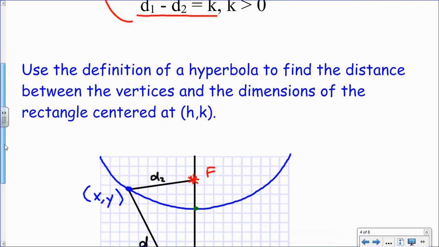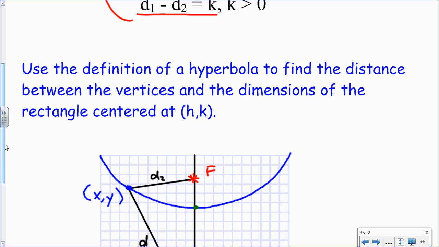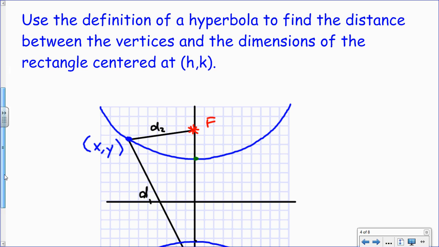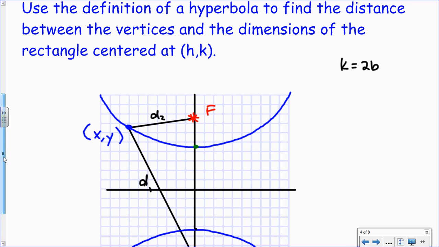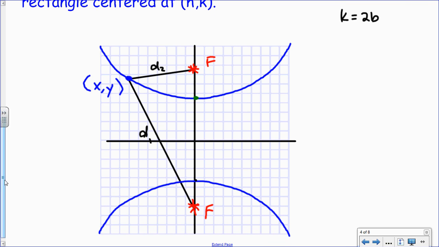Okay. So we want to use the definition of a hyperbola to find the distance between the vertices and the dimensions of this rectangle. I want to talk about getting the little shortcut formula like we did with the ellipse. Just like an ellipse, K is equal to 2B, or 2A if it's horizontal. This hyperbola is vertical, so K is equal to 2B. I will show you why that's true.